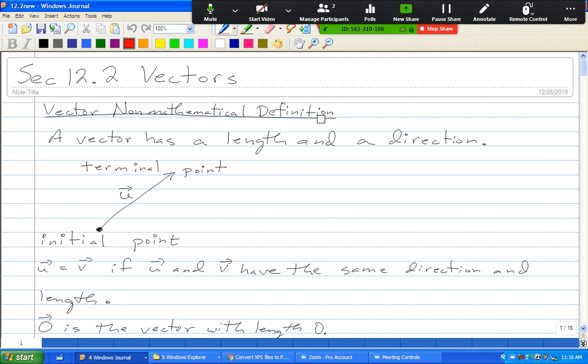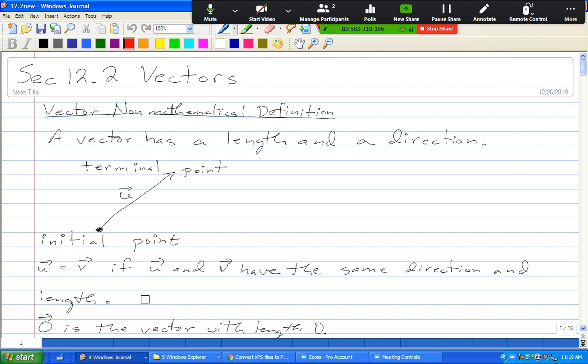So a non-mathematical description of a vector. A vector has a length and a direction. This little pointer here, having a length and a direction, is called a vector. We start at this initial point and we go to some terminal point, and we will denote a vector with a little arrow on top. Vector u is equal to the vector v if u and v have the same direction and the same length.